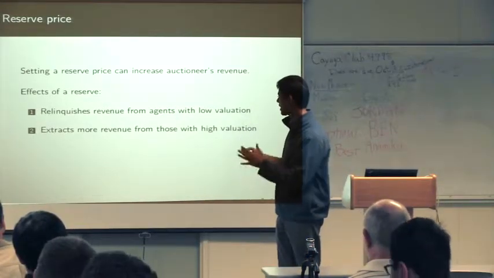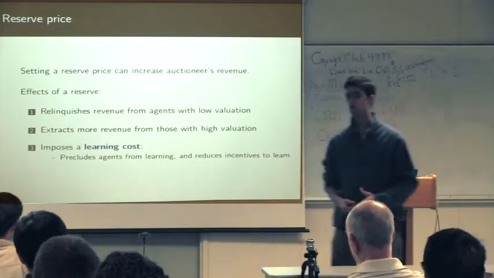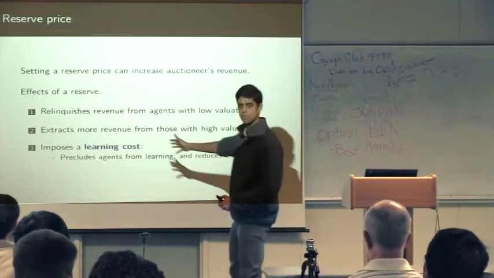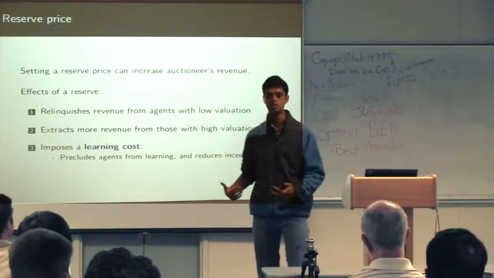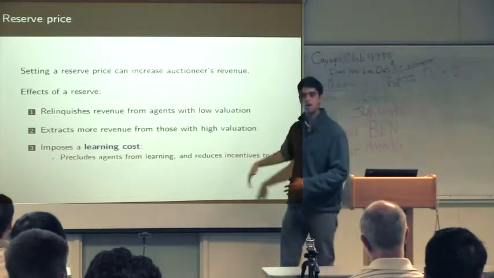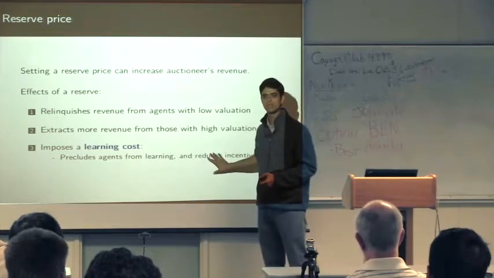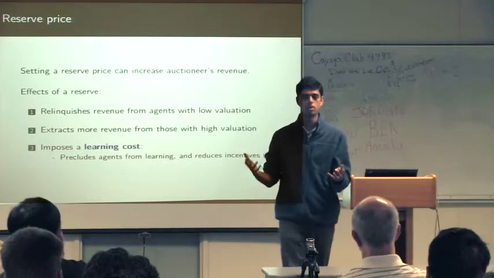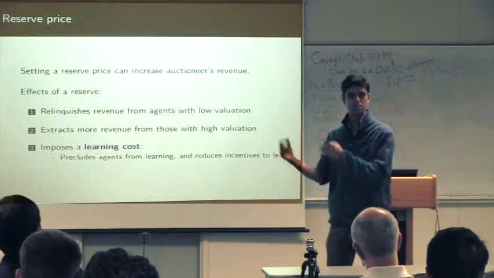But in a dynamic setting, there is an additional effect. In particular, setting a reserve would impose a learning cost. It will preclude some agents from ever learning about their valuation if they think their valuation is very low. But even for the ones that have high estimates, it reduces the incentives to learn, because even if your value is high, you would pay more. So this creates some distortion from the static setting.